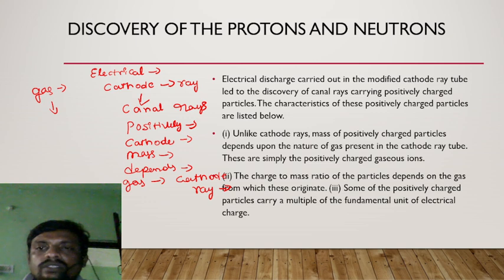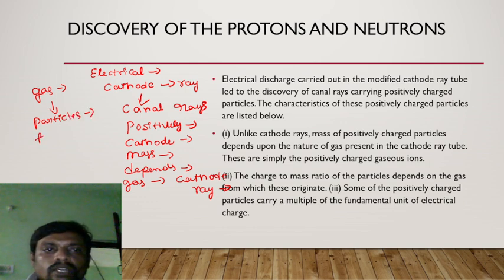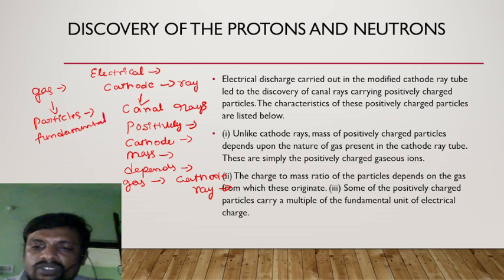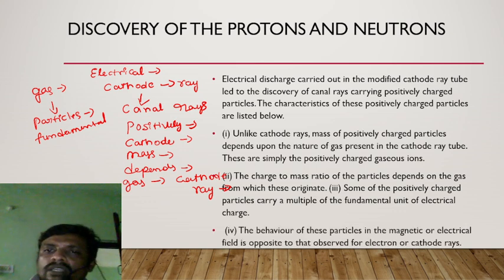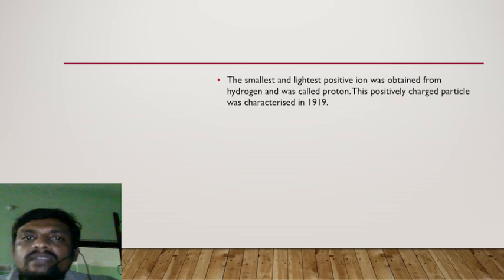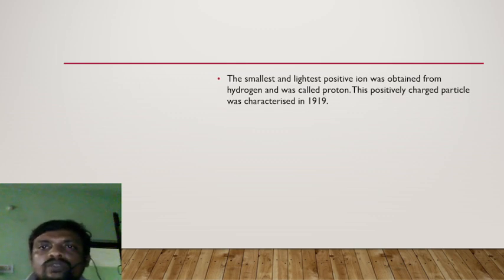Some of the specific positively charged particles carry a multiple of the fundamental unit of electrical charge. The behavior of these particles in magnetic and electrical fields is opposite to that observed for electrons in cathode rays. The smallest and lightest positive ion was obtained from hydrogen, and it was called later on a proton.